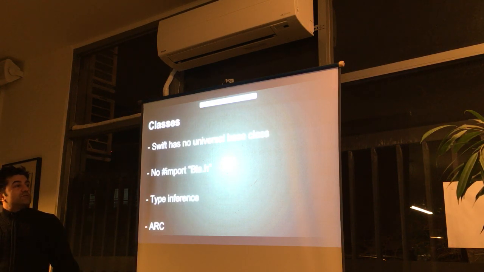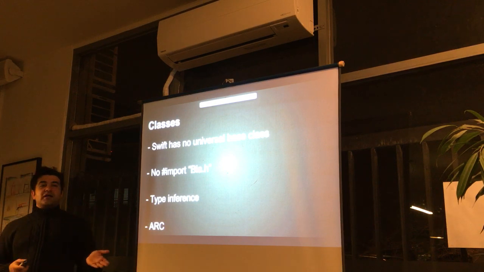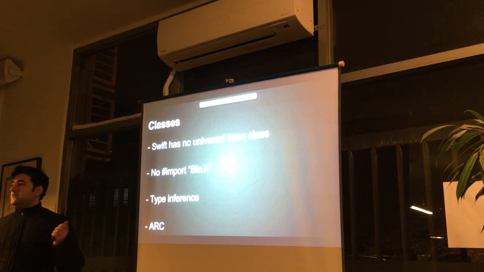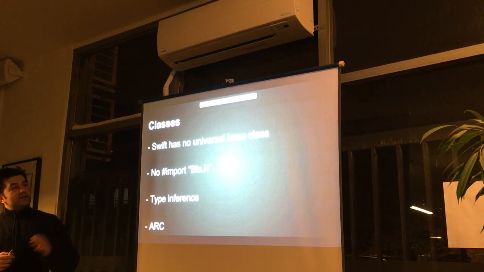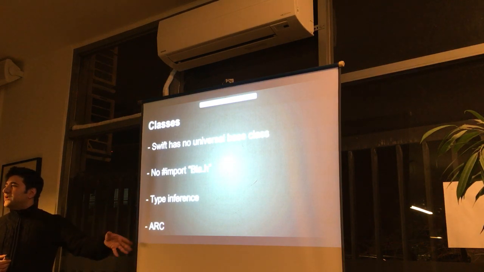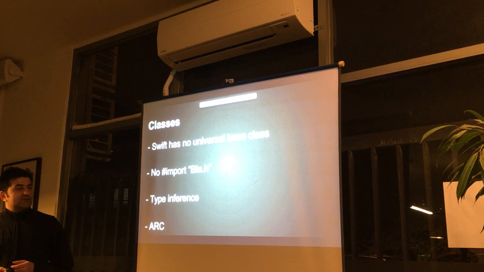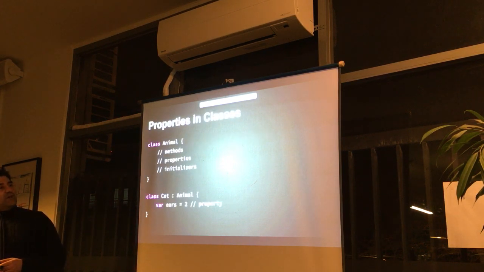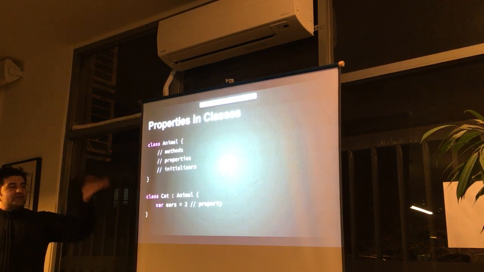All right, classes. Every modern language has classes. Swift has no universal base class. That might mean something for Objective-C folks here. You don't have to import stuff. Like we said at the very beginning, types are inferred. And I think we really don't have to say that in 2015 or 2016 or whatever it is, but you know, here you go, automatic reference counting. Properties and classes. You know, it's all stuff that you've seen.